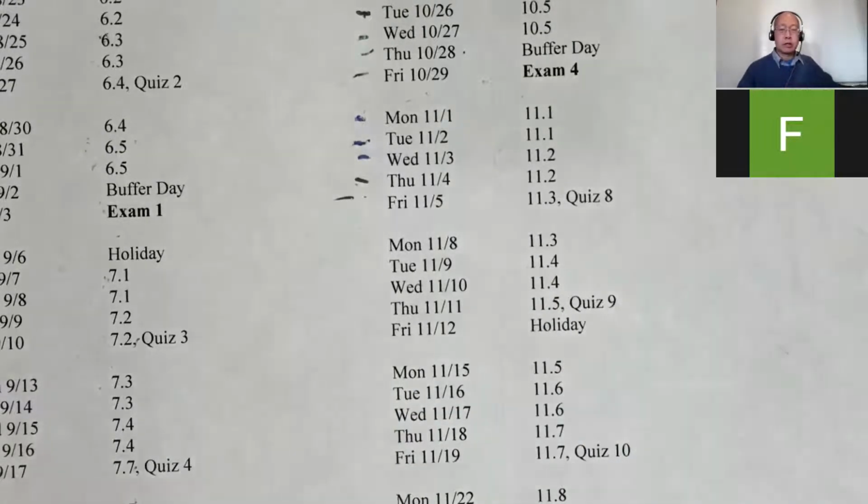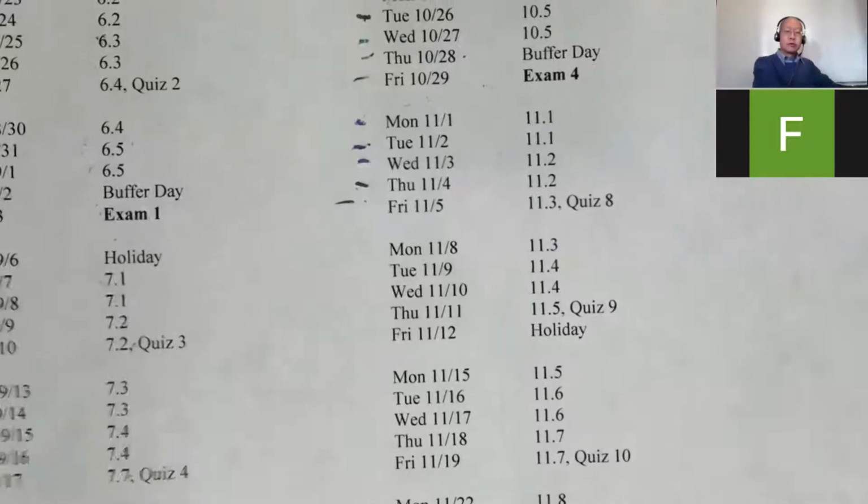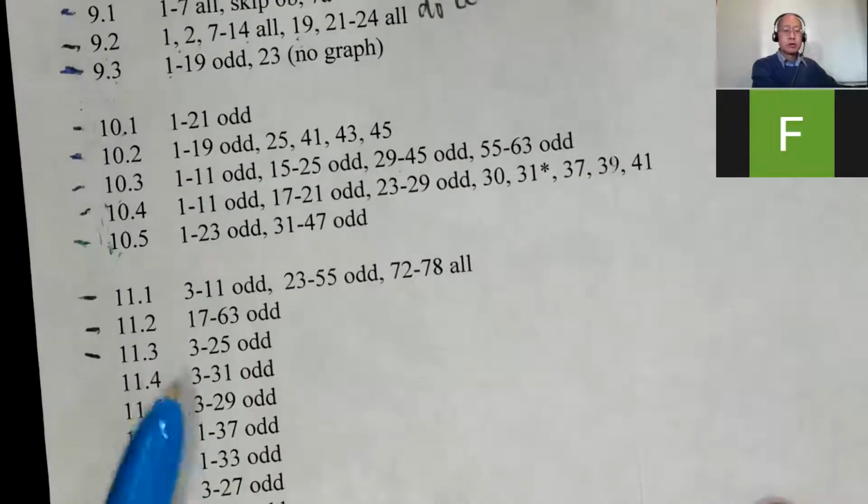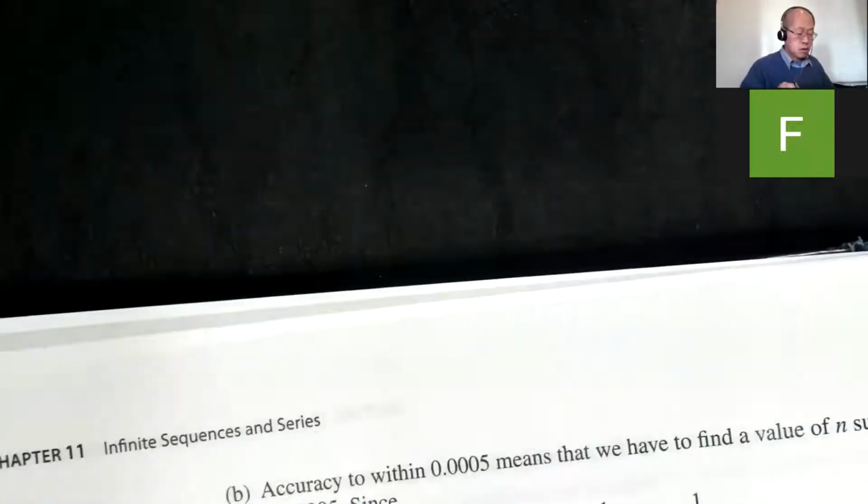Something else about the homework. The homework wasn't really that long, 3 to 25 odd. And part of it I'm going to make even shorter. I believe I showed you the homework. If not, I'll go ahead and show it to you again. It's no big deal. So 11.3, if I get that focused there.